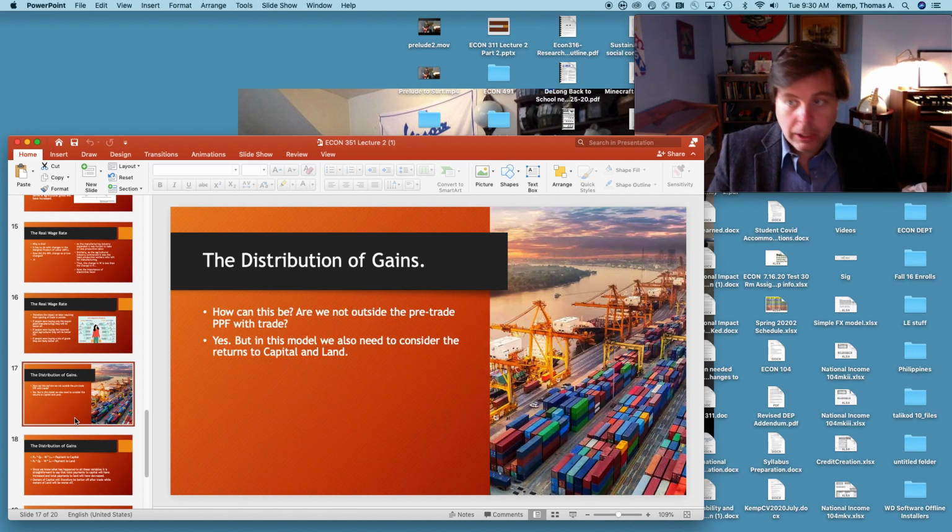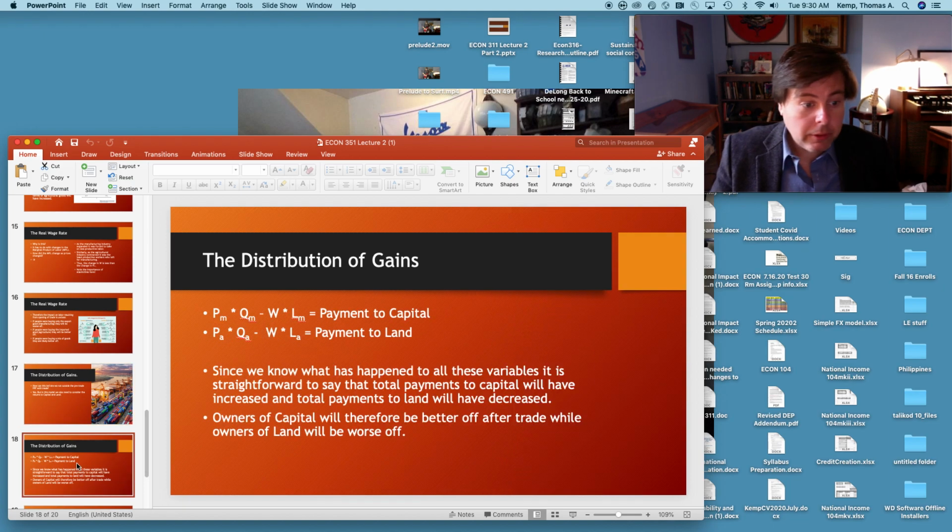Okay, right, so land and capital. So here's another port. I forget which port this is. Might be Rotterdam by the look of it. Anyway, whatever. Let's move on.